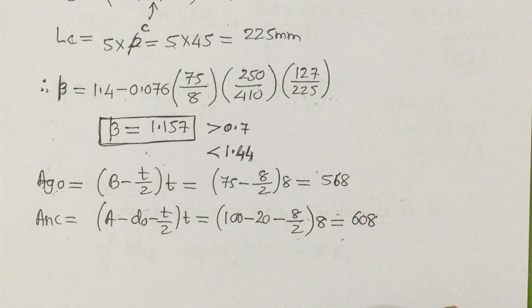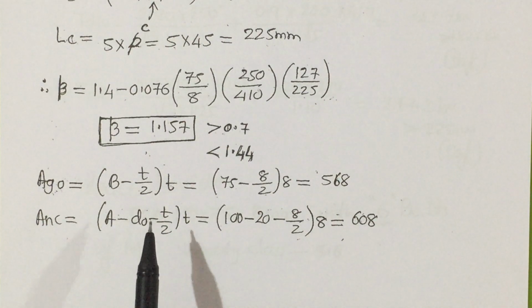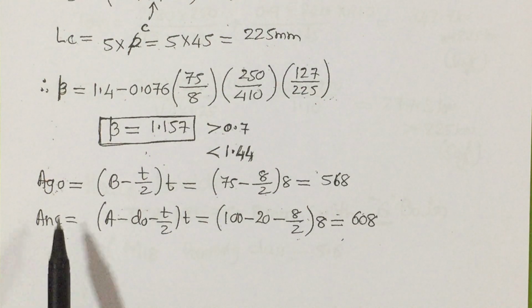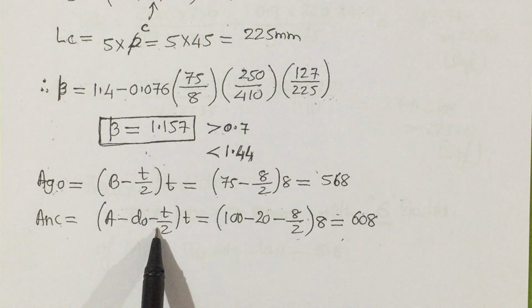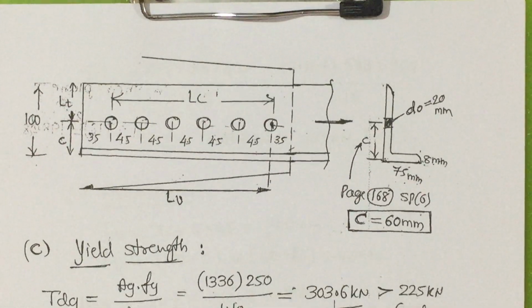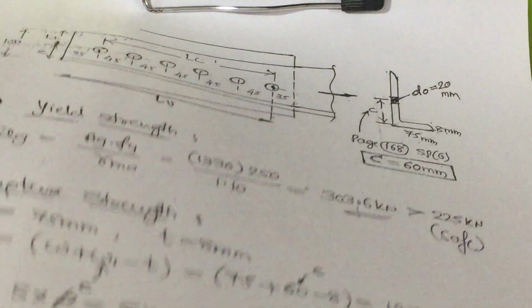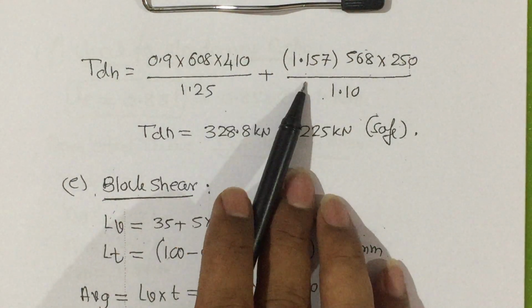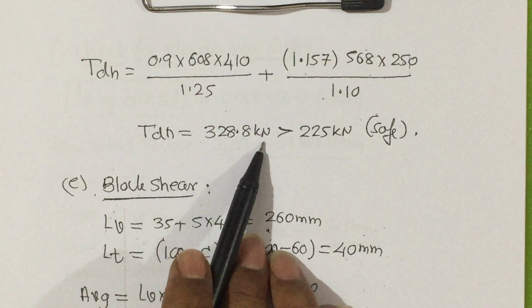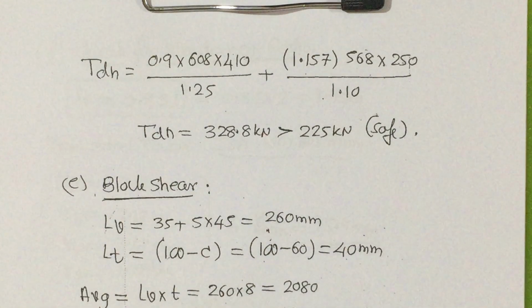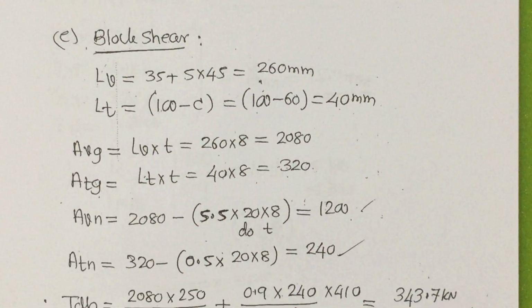Then calculate Ag naught and Anc, the area of the outstanding leg as well as the connected leg by using the formulas. Substitute all the values, you are going to get it as 568 and 608 millimeter square. Therefore, calculate TDN by using the formula, you are going to get it as 328.8 kilonewton. It should be greater than the factored load 225. Therefore, our design is safe.